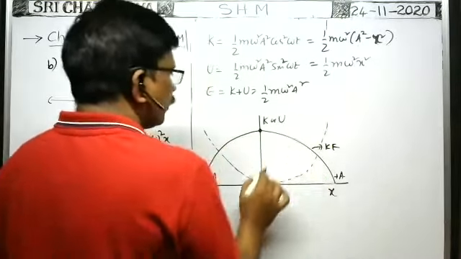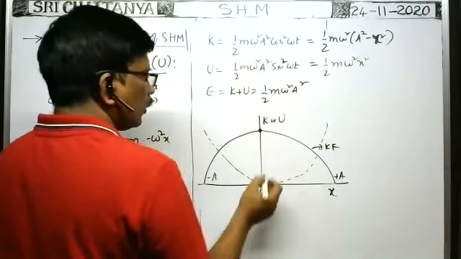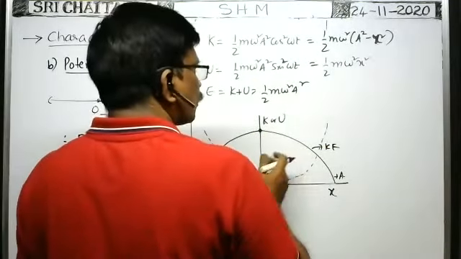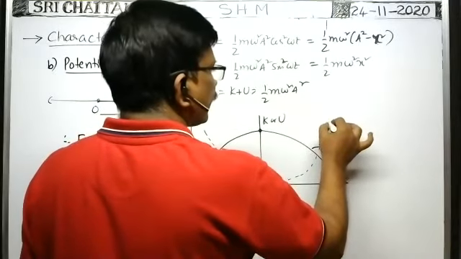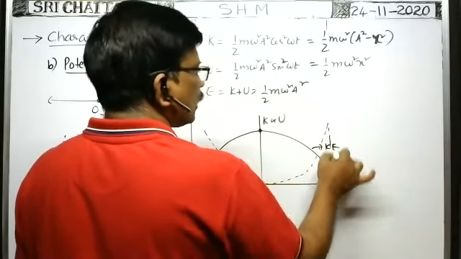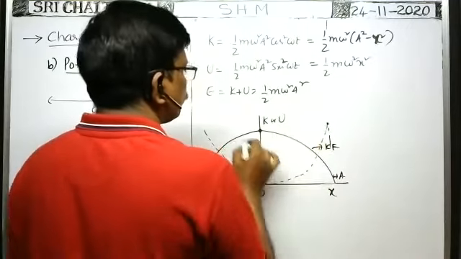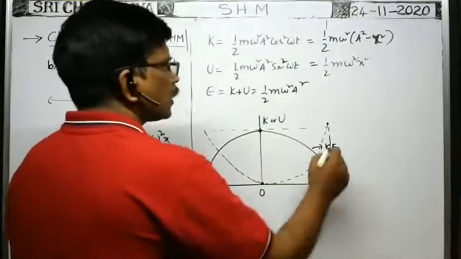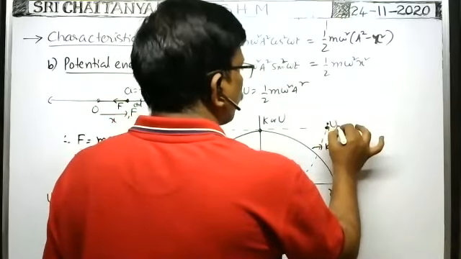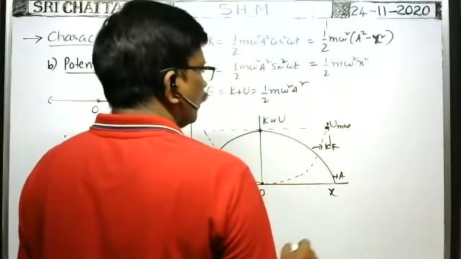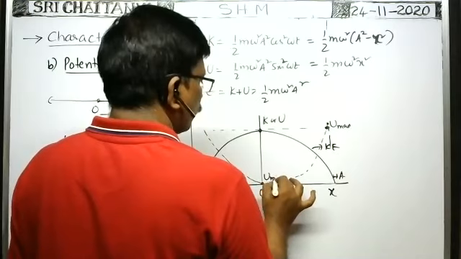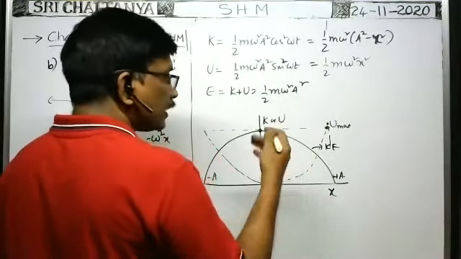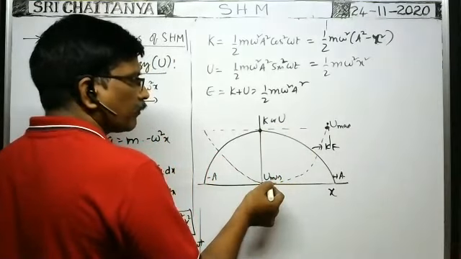You see, at the mean position x equal to 0, the potential energy is minimum, so 0. When x increases, the potential energy gradually increases, and exactly at the extreme position the potential energy becomes maximum. Here at this point the potential energy is maximum, and here it is minimum. Minimum means 0 in this case. Sometimes in some problems a minimum potential energy may be given.